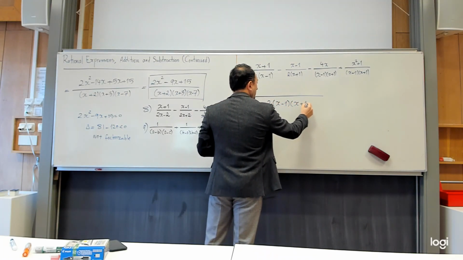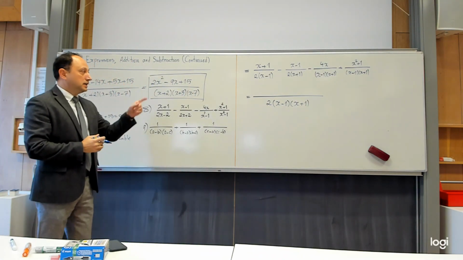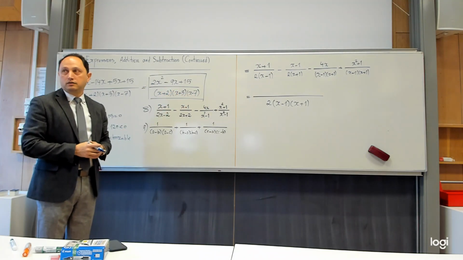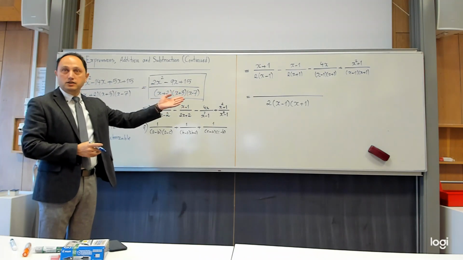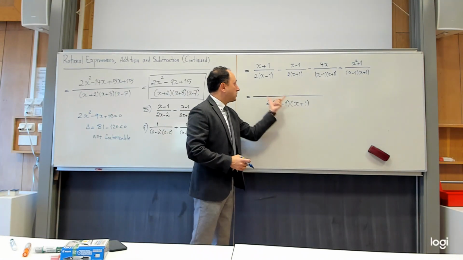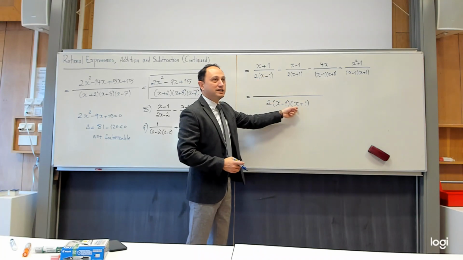I hope that everyone agrees that this is the least common denominator. If you have problems at this stage, please let me know so that I explain again. Everyone agrees that this is the least common denominator. Okay. And then you do it in your head. Divide this by that expression. 2 is gone, x minus 1 is gone, x plus 1 is left.